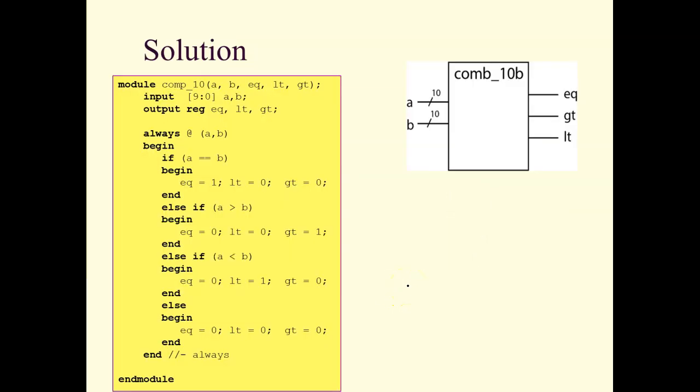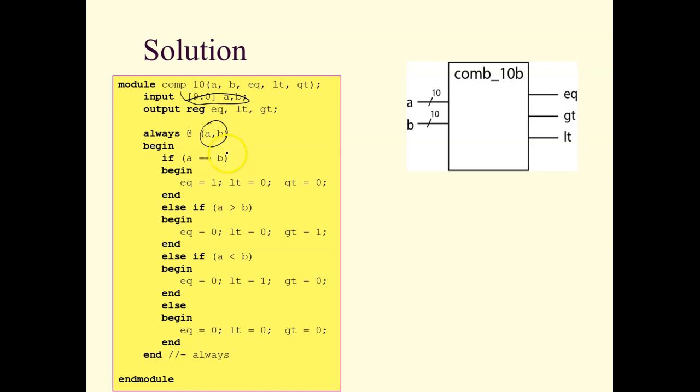So this is one solution we have here, and let's see if there's anything interesting in it. I guess there are a couple of interesting things. First of all, we've declared both inputs on the same line. Not a big deal. Usually I like separate lines for A and B, but I'm trying to save space here. The sensitivity list includes all the inputs, which is A and B.